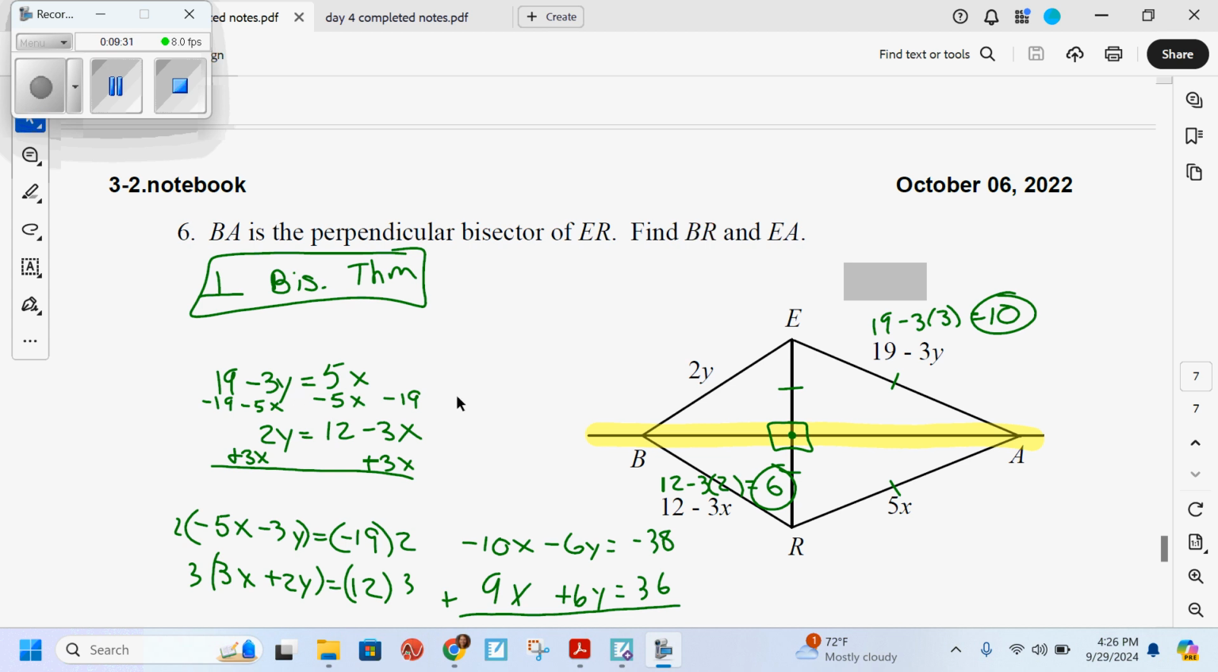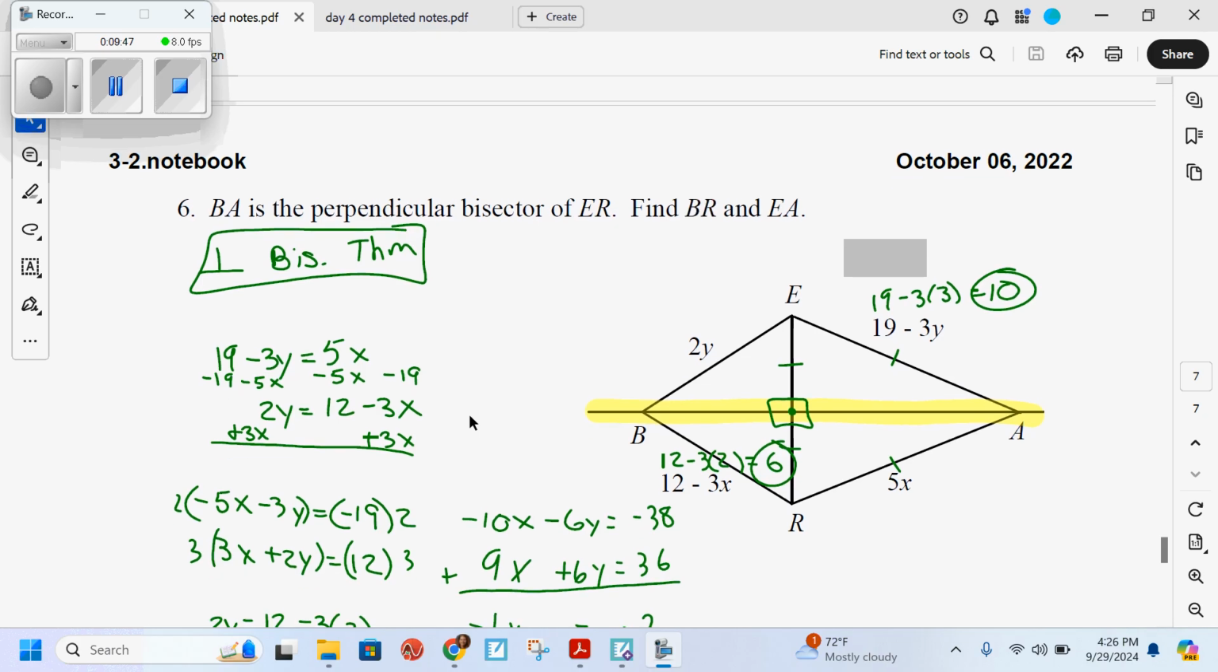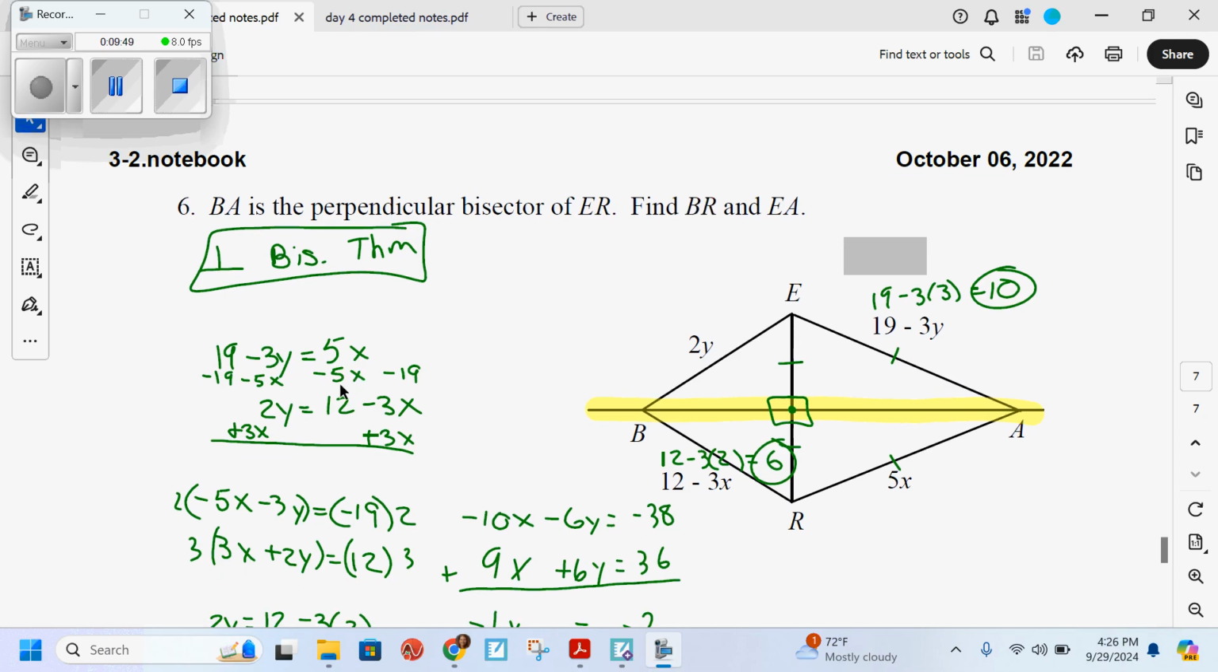Notice I have two variables. So in your head, you should be thinking two variables means two equations. So I got my one equation, and then I wrote my second equation, 2y equals 12 minus 3x. So from there, I have to solve the system. So notice I did some work under here to get everything to one side. I got my negative 5x, my negative 3y here equals negative 19. And I have 3x plus 2y equals 12.